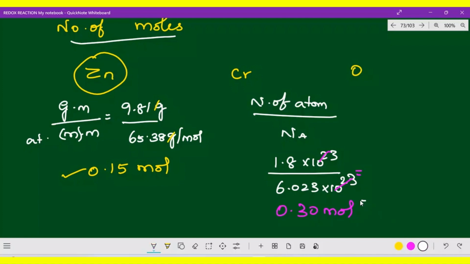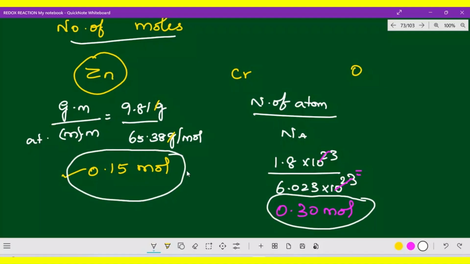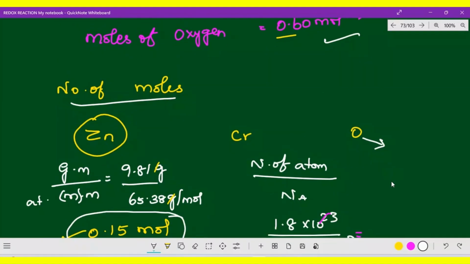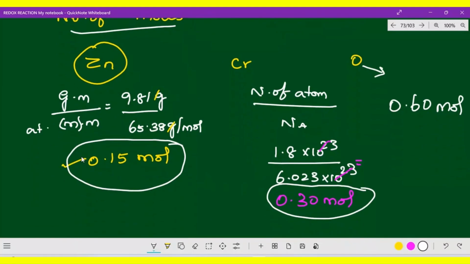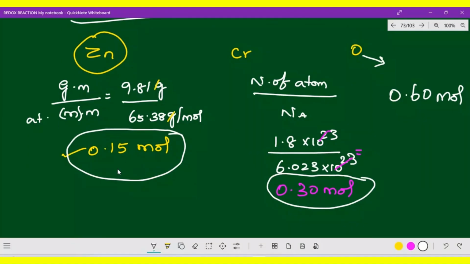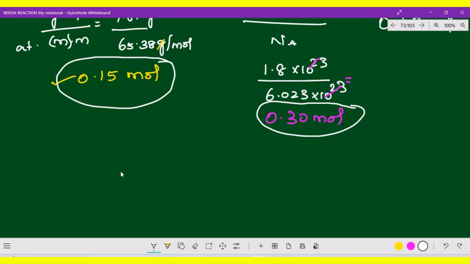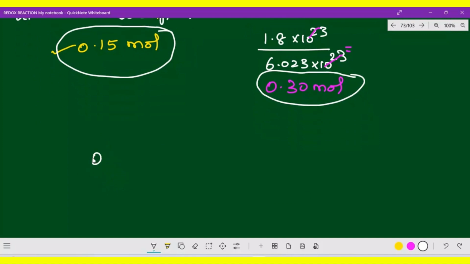Now for the chromium you are getting 0.30, for zinc you are getting 0.15, and oxygen they have already mentioned in the question only. Here see, in the question only they mentioned 0.60 mole. So oxygen is 0.60 mole, chromium is 0.30, and zinc is 0.15 mole. Now which is the smallest ratio? Zinc only, of course.